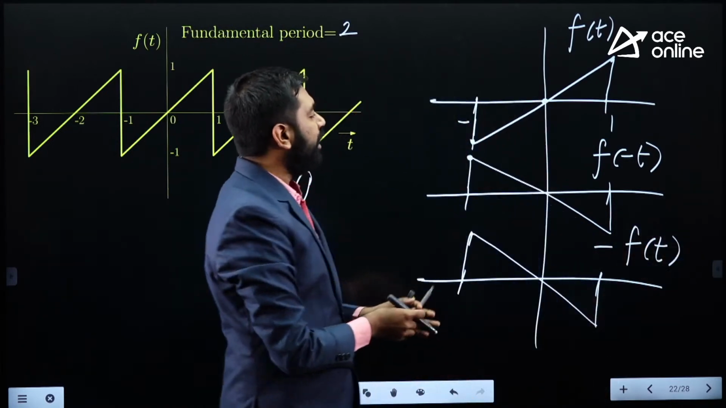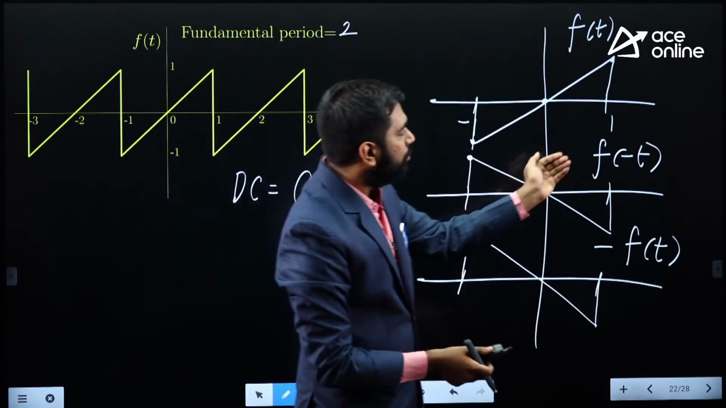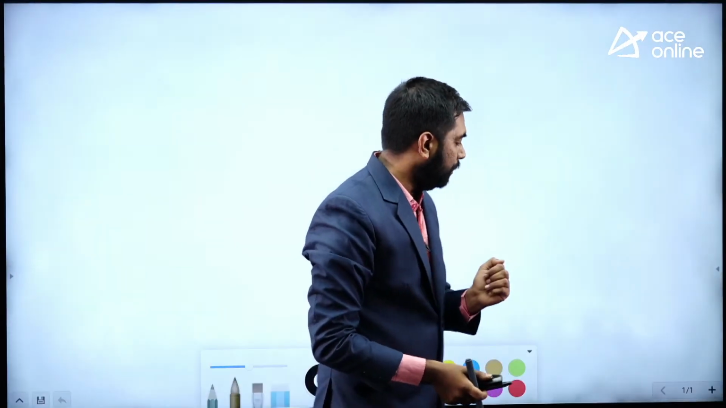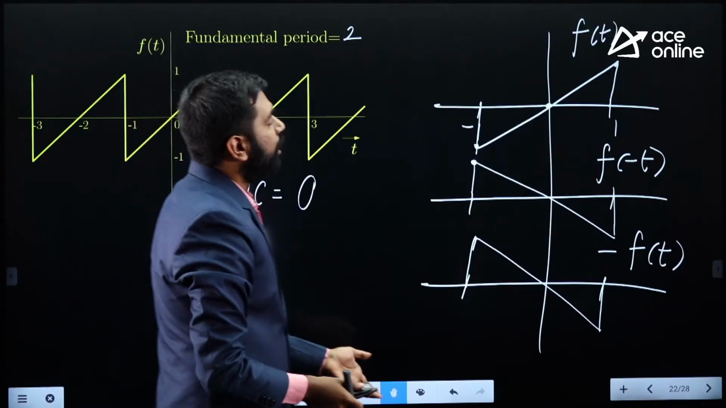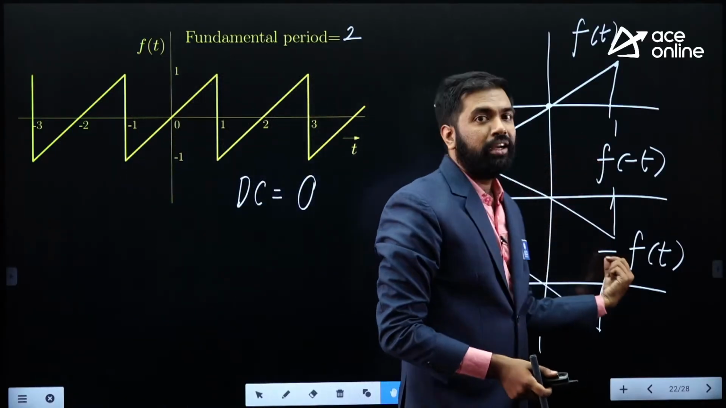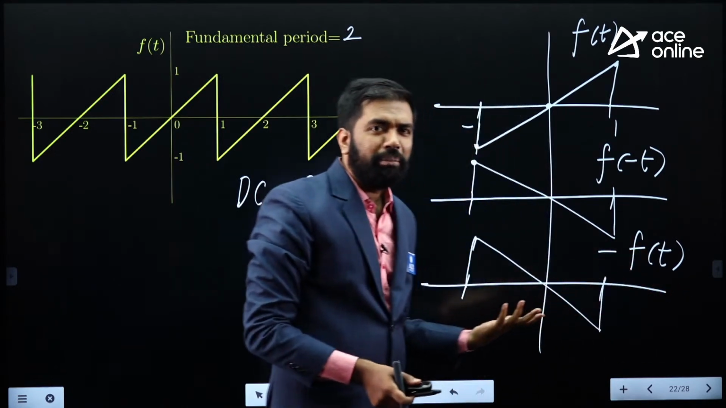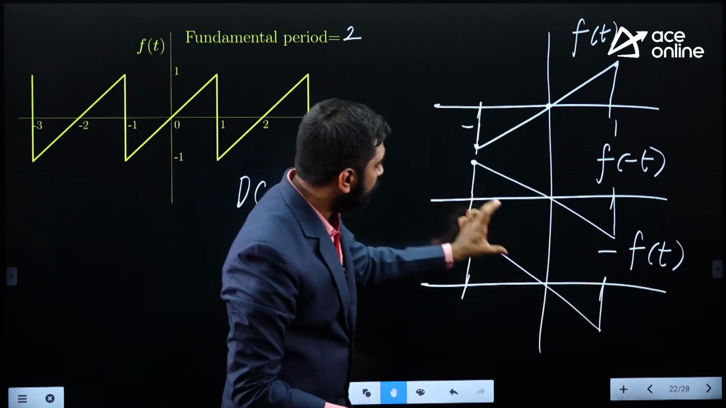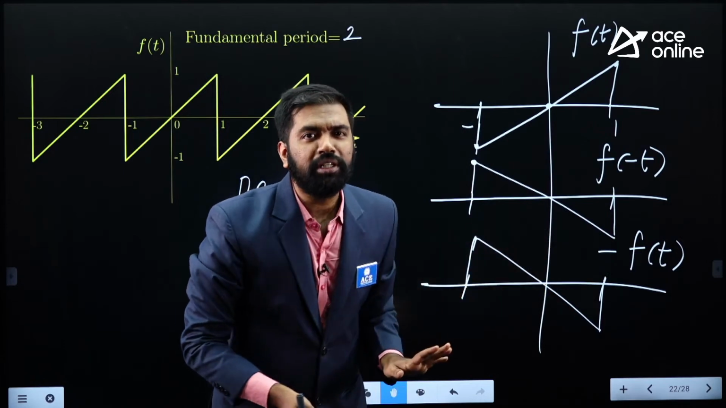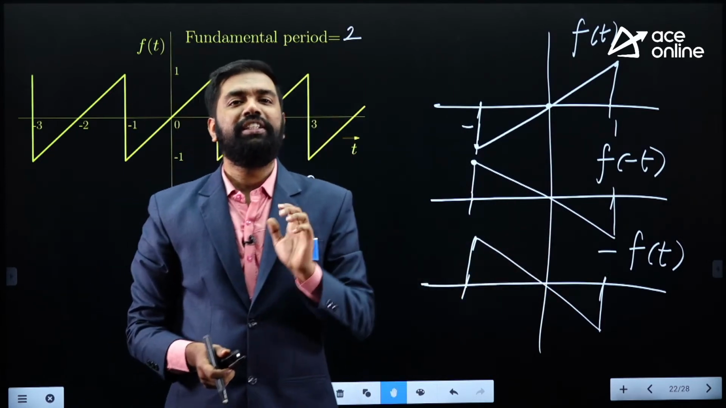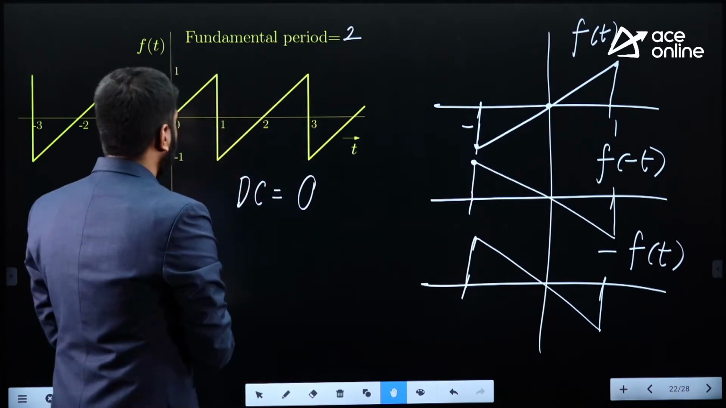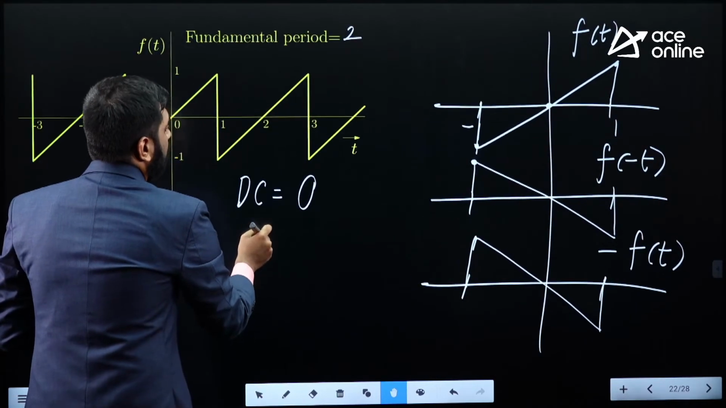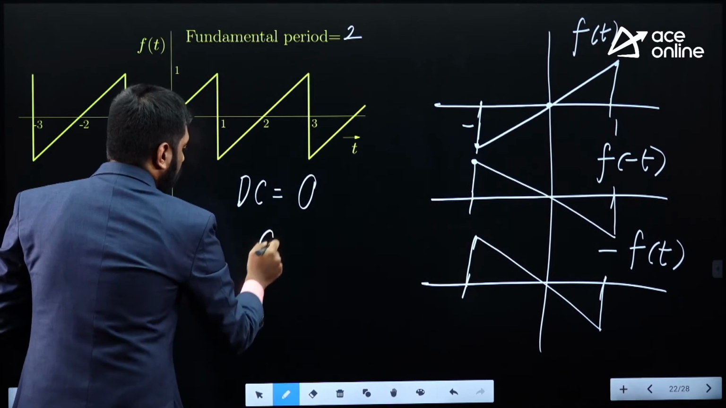Now you try to verify what is f of minus t and minus f of t. Are they both the same? Look at these waveforms. Yes, they are exactly the same. That means this signal has got odd symmetry. The signal is an odd signal, right? Let's write that. This signal is odd.